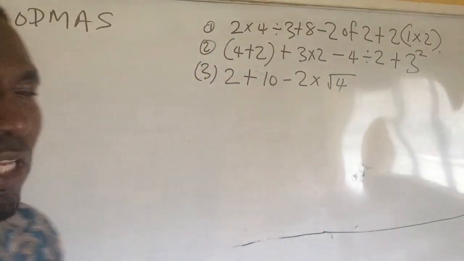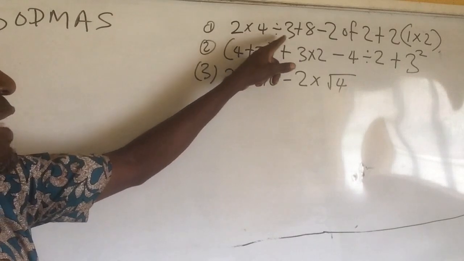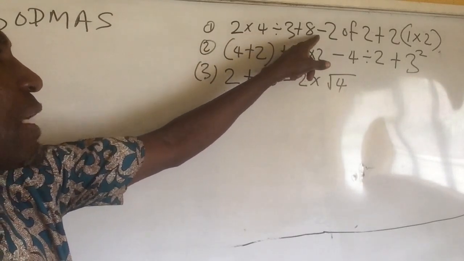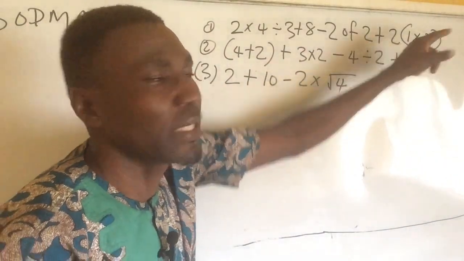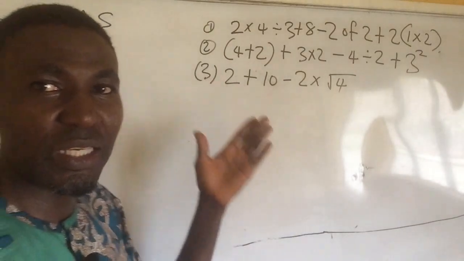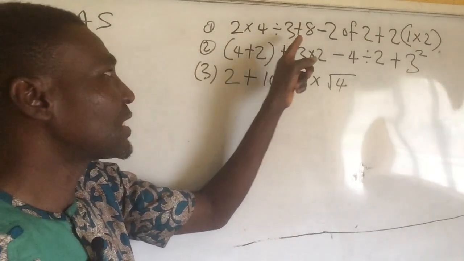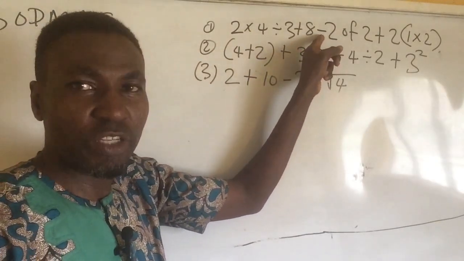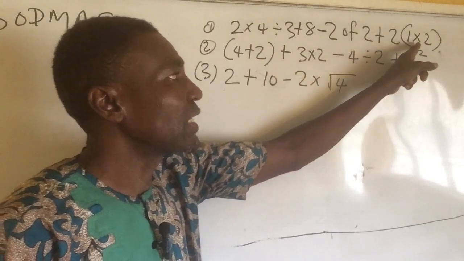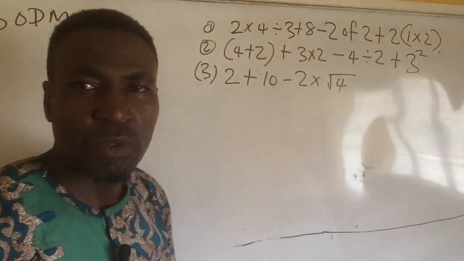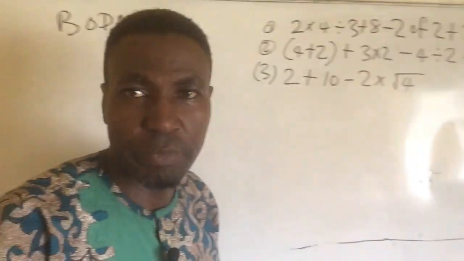So in this question now, question number 1 says 2 times 4 divided by 3 plus 8 minus 2 of 2 plus 2 bracket 1 times 2. The signs that you see here, there are many. There is the sign of multiplication, the sign of division, the sign of addition, the sign of subtraction, there is even "of", there is addition again, and multiplication, and bracket. So you don't just begin to solve this without following the step-by-step method.